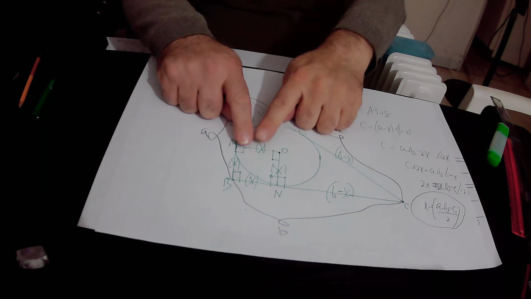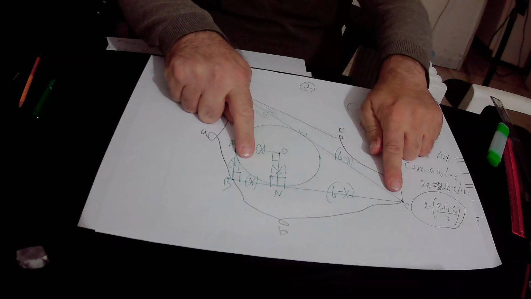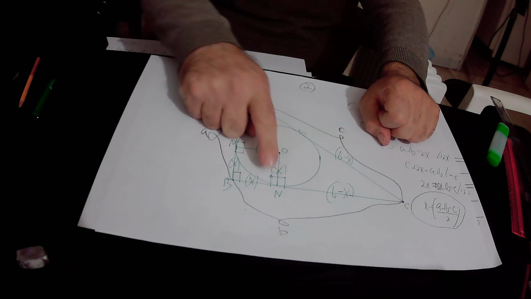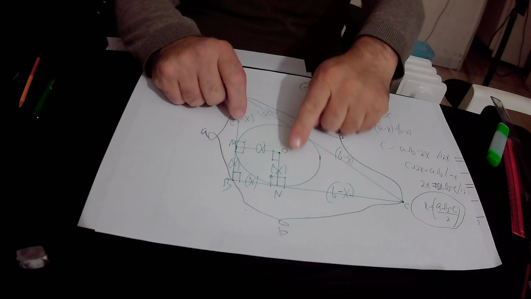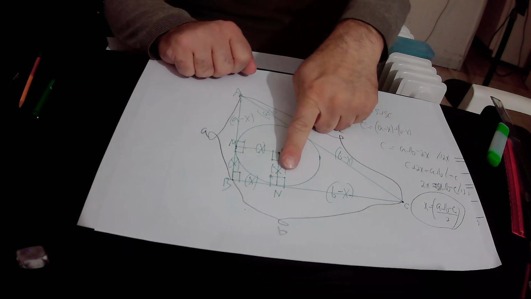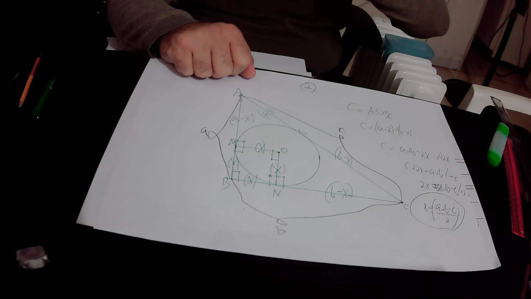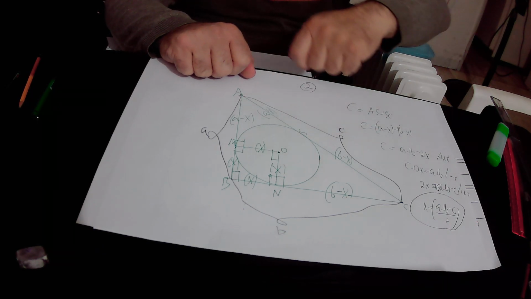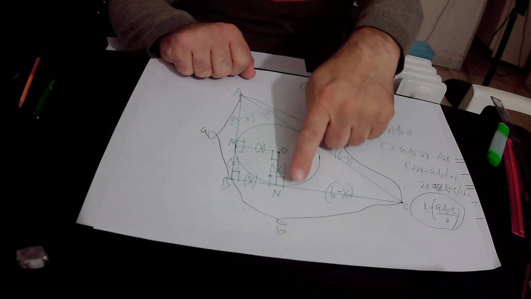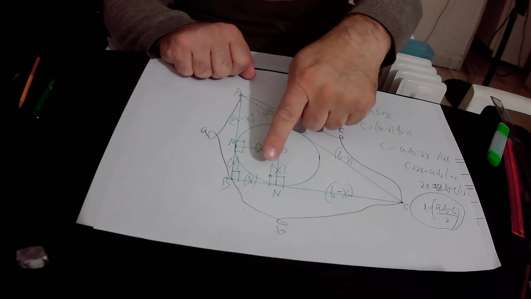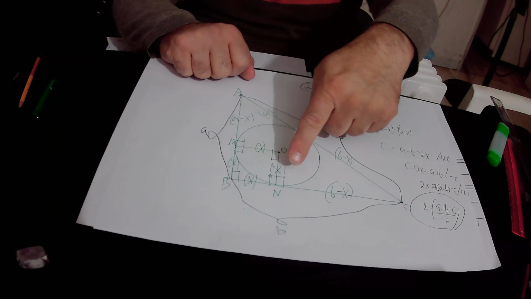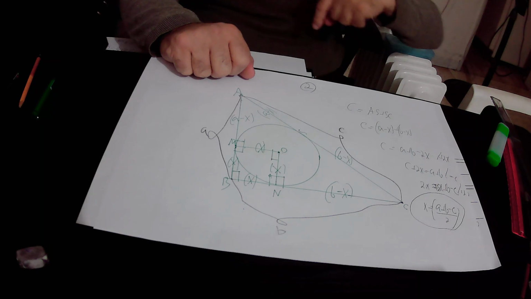Here, side BC is tangent to this circle at point N. We join points O and N. The radius ON is drawn to point N, that is the point of tangency of tangent BC with this circle. Whenever we have a radius that is drawn to the point of tangency, then tangent BC will be perpendicular to the radius NO. That is to say, this angle equals 90 degrees, and this angle also equals 90 degrees according to rule number 1.